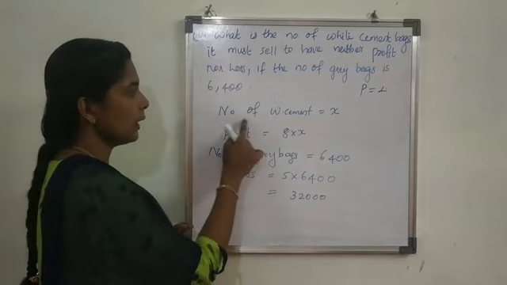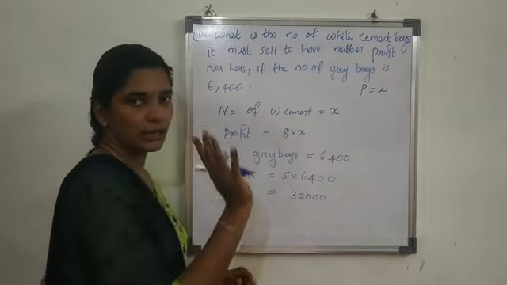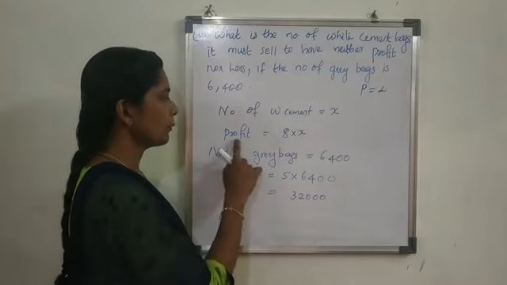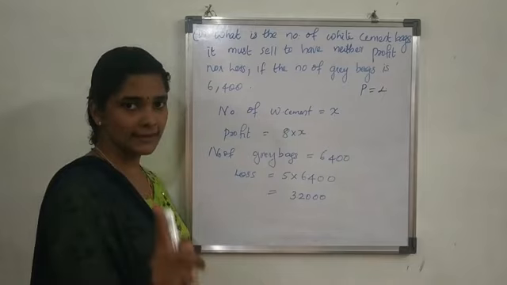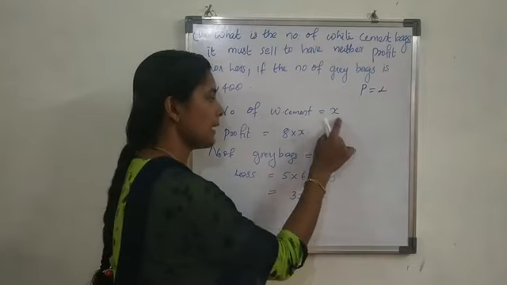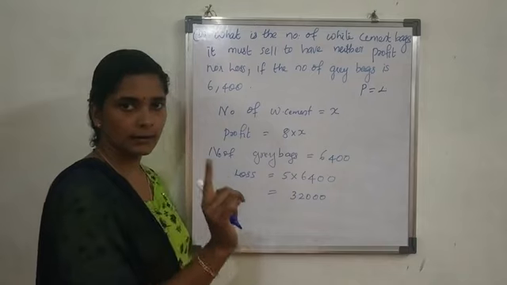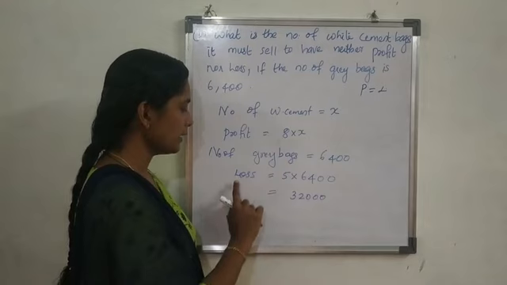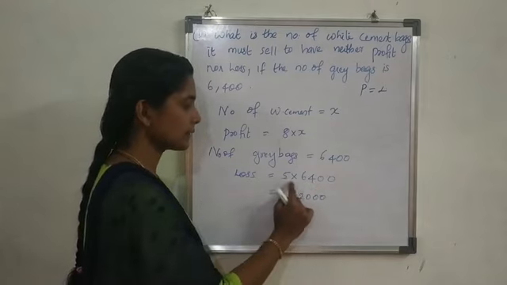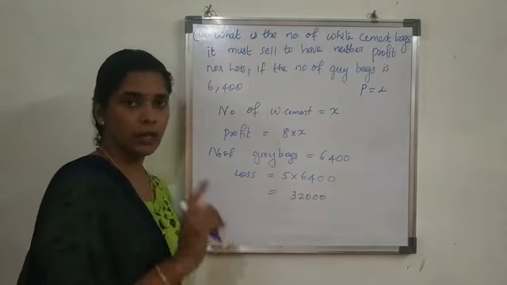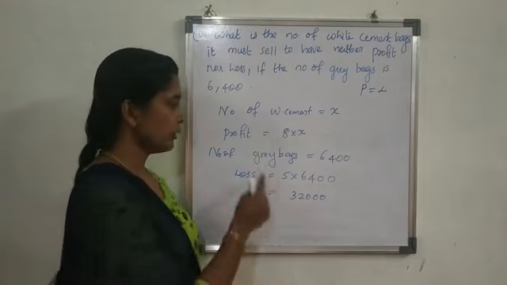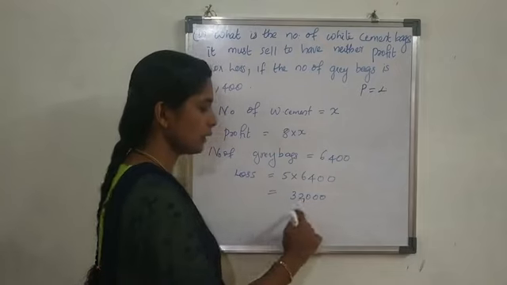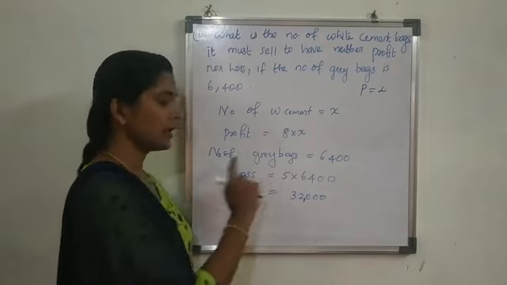Okay. First, the number of white cement bags we can take as X. We don't know it; we have to find the number of white cement bags, so we take it as X. Then profit we know. Profit of 1 bag is 8. Therefore, profit of X bags is 8 into X. Clear? Then, the number of grey bags sold is 6,400 and the loss of 1 bag is 5. Therefore, loss of 6,400 bags is 5 into 6,400. Multiply these two, we will get 32,000. This is the loss of grey bags sold.